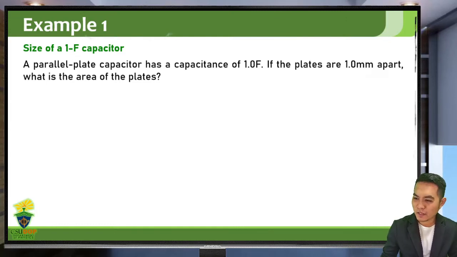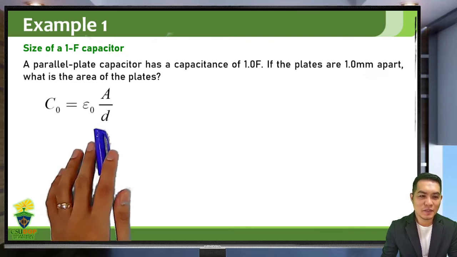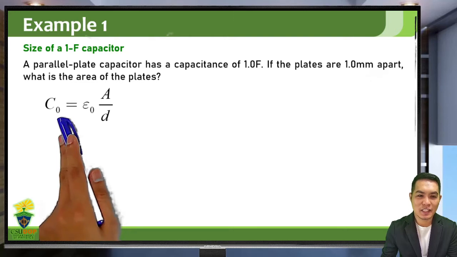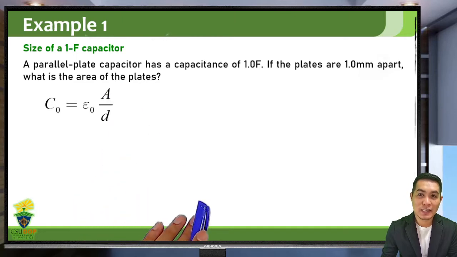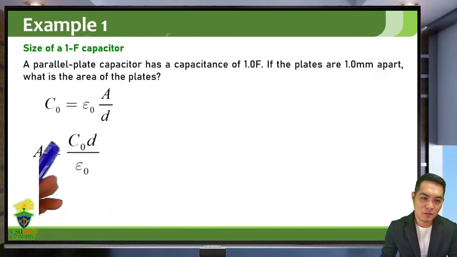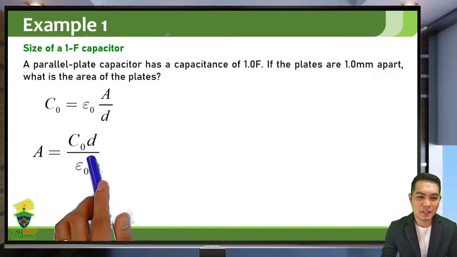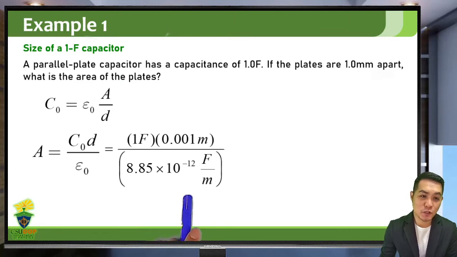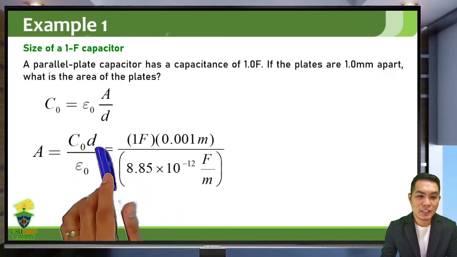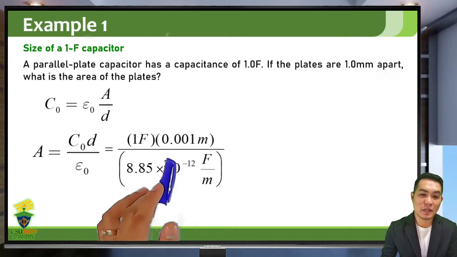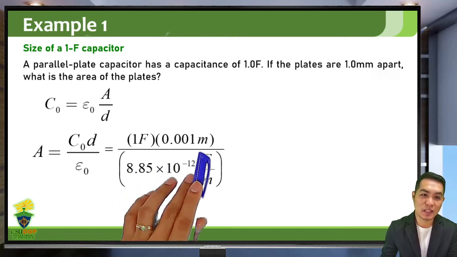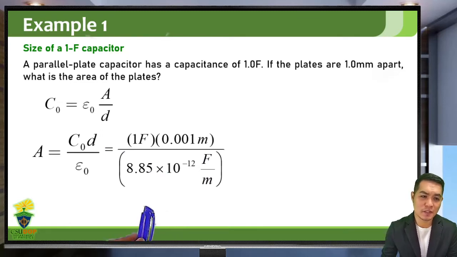Okay, so we start with this equation. We are given the capacitance C naught, 1 farad, the distance is also given, 1 millimeter, and we need to solve for A, the area of the plates. Cross multiply and with some manipulation, we get this formula for A, and substitute. The capacitance is 1 farad. The distance is 1 millimeter. The milli prefix means divide by 1000, or times 10 to the negative 3. So 1 millimeter, in terms of meters, is 0.001 meter. So we need to convert our units to standard units. Now, of course, this is our constant.